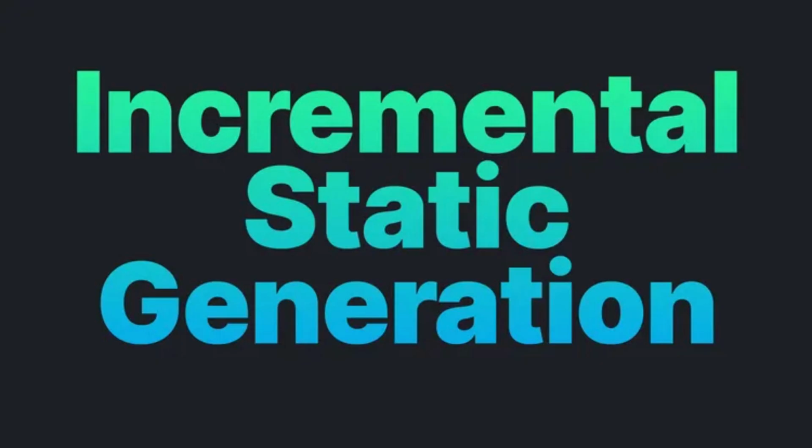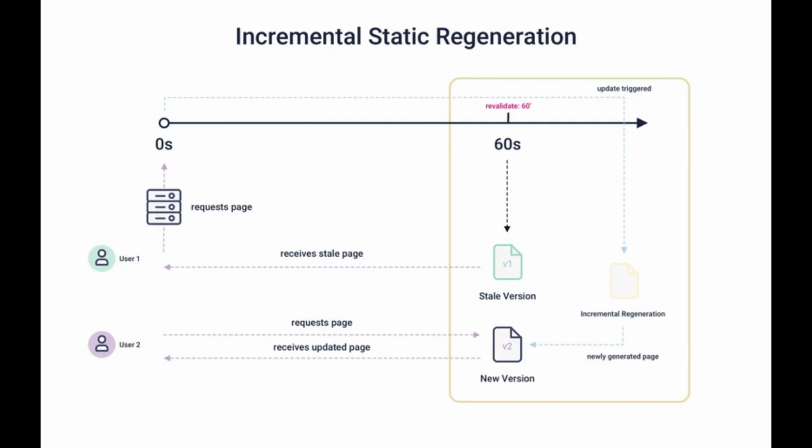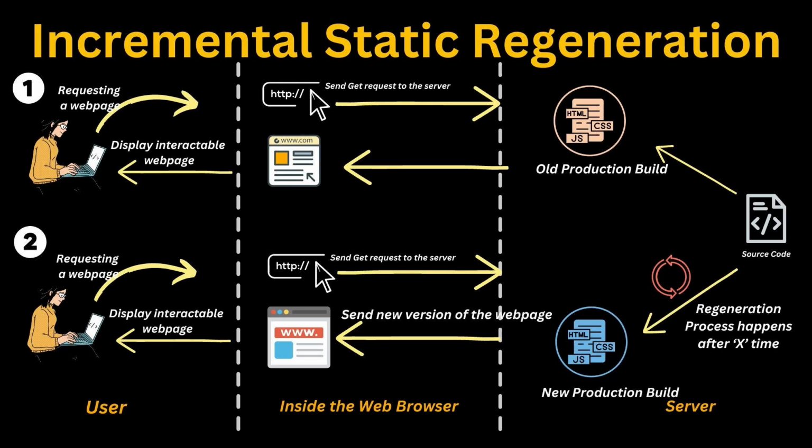Now, let's talk about Incremental Static Regeneration, or ISR. It combines the speed of static site generation with the flexibility to update content without requiring a full site rebuild. With ISR, pages are pre-built like in SSG, but can be regenerated at specific intervals. Instead of rebuilding the entire site, only the necessary pages are updated in the background when requested after a set time. This means users get a fast-loading static page while ensuring content stays fresh.